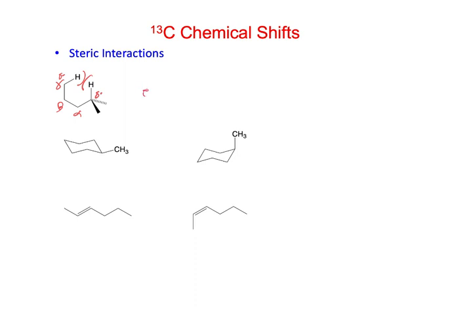So let's write that. Electron repulsion pushes electron density onto carbons. Where do we have steric interactions like that one? Well, the steric interactions are, of course, generated when atoms are getting pushed close to each other.